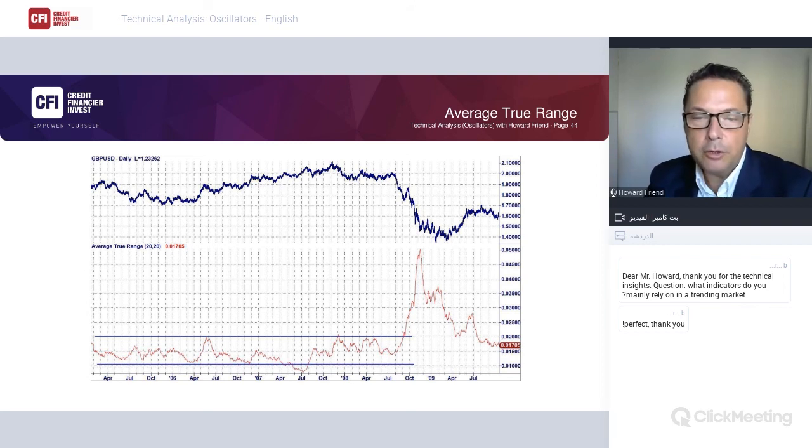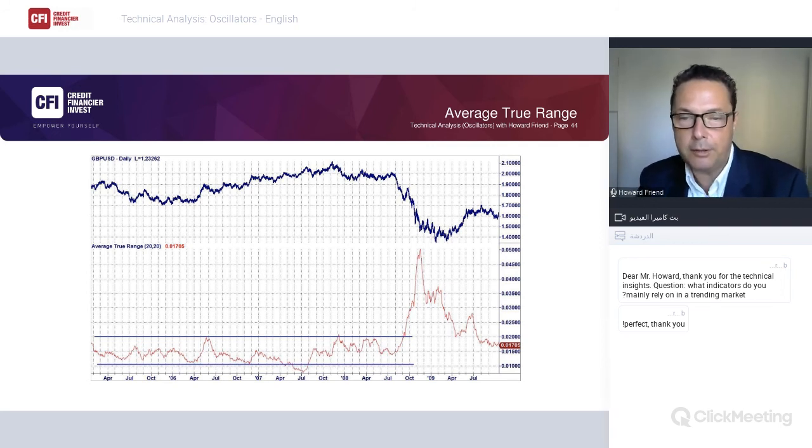But then once the crisis started to take off, we saw the average true range explode to the upside, and we saw the average daily range shoot up to around 500 pips. So quite extreme levels of volatility there for cable. Eventually, it came back and settled down to more normal levels, as it typically does.